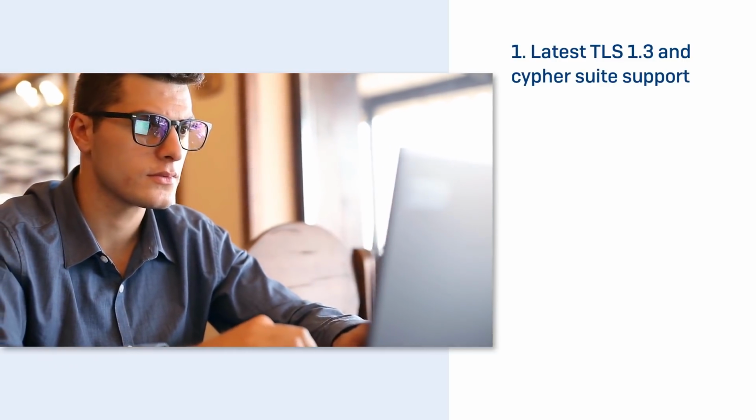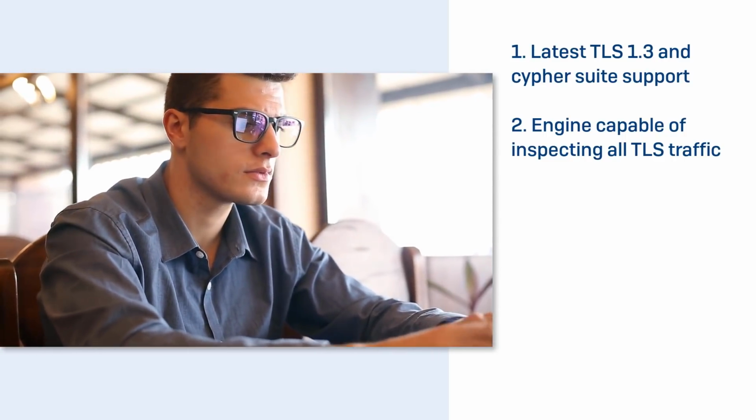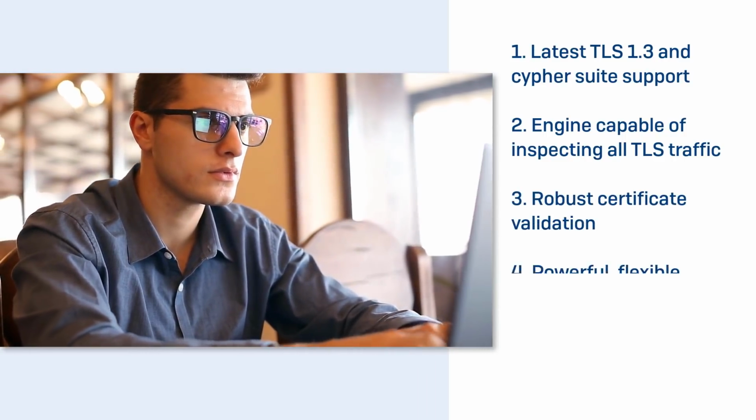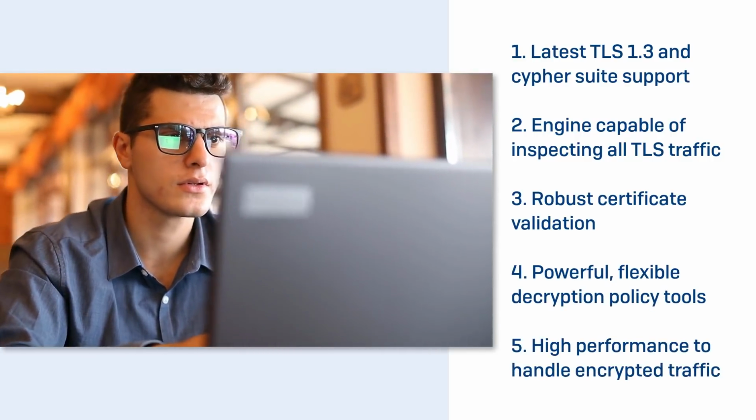So what can you do? Look for the following five features in your firewall. The latest TLS 1.3 and cipher suite support. A streaming engine capable of inspecting all TLS traffic. Robust certificate validation. Powerful and flexible decryption policy tools, and high performance, capable of handling encrypted traffic efficiently.